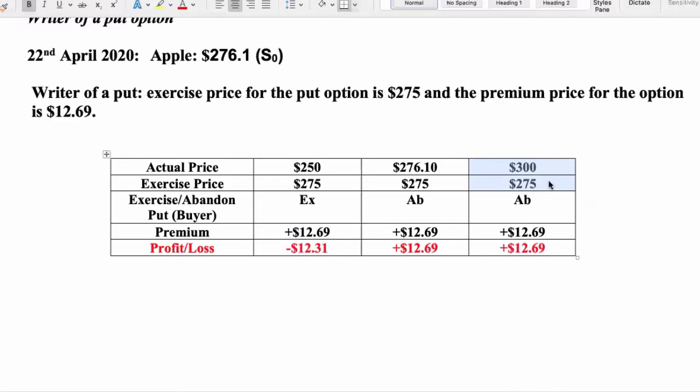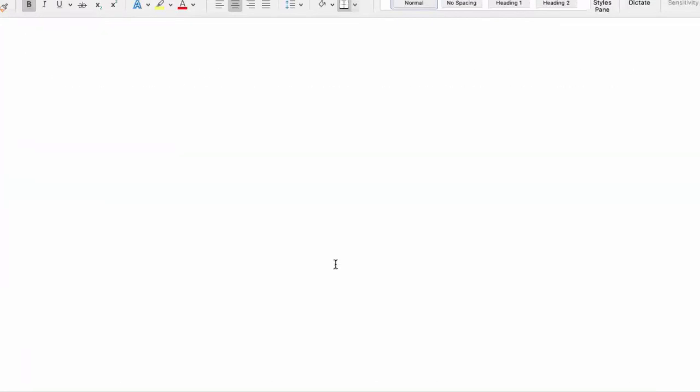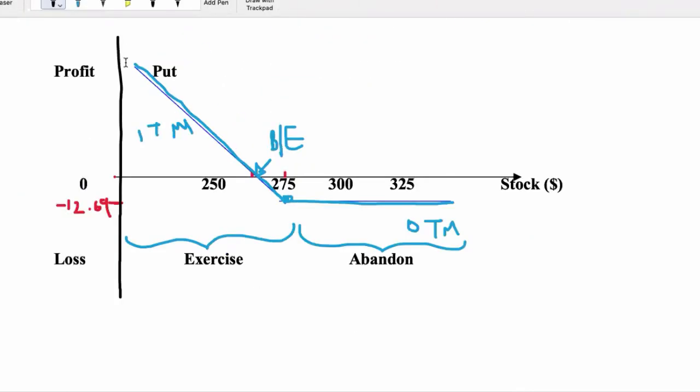That's why you have positive. So at any price higher than $300, say it's even $1,000, the buyer will always abandon the option because they don't want to sell at $275. They'd rather sell at $1,000. And by abandoning that option, the writer just keeps $12.69. So you have a limited gain on the upside. So our diagram is going to be a mirror image of what we just have here.